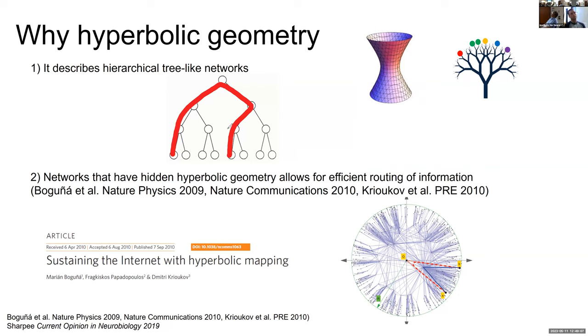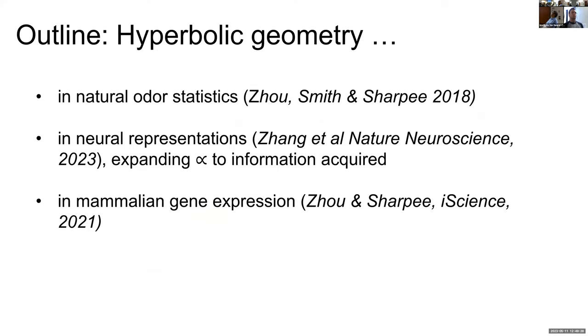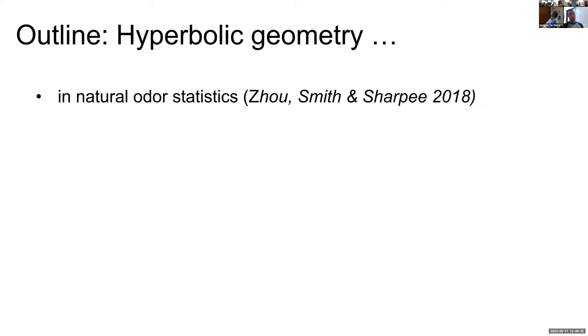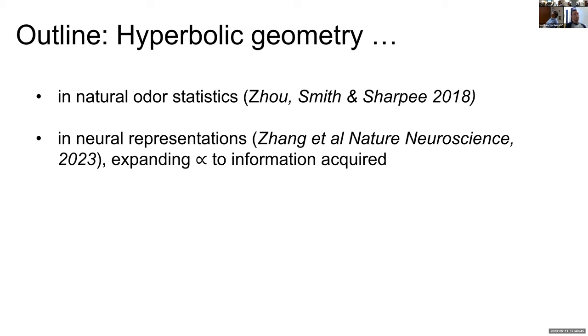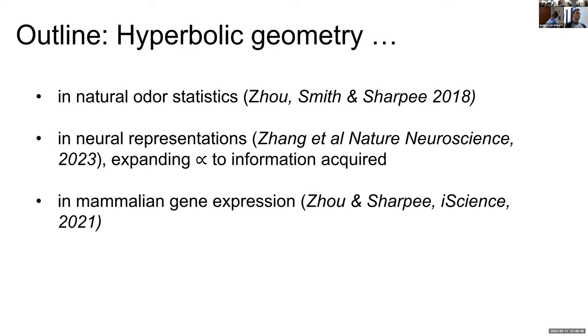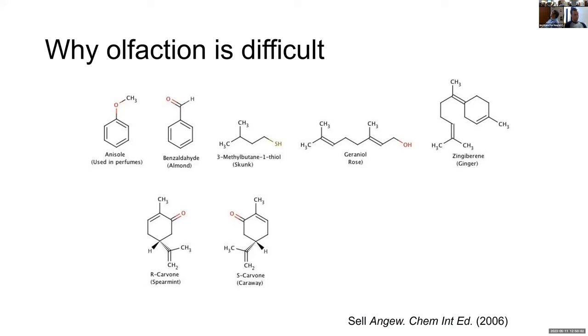Okay. So this was motivation, and now a lot of things are hierarchical. So now the plan. The plan is I'm presenting evidence for hyperbolic geometry in volatile plant metabolites as in the nature of olfactory signals. Then we switch to neural responses in the hippocampus and the representation of space. And then, if there is interest and sufficient time, I can condense the third part about hyperbolic geometry and gene expression.